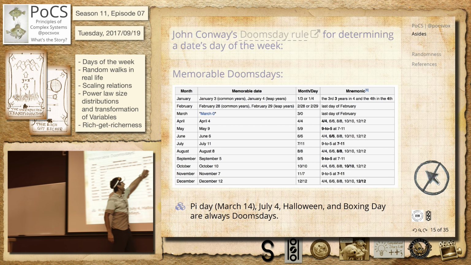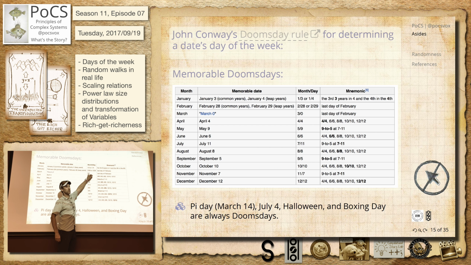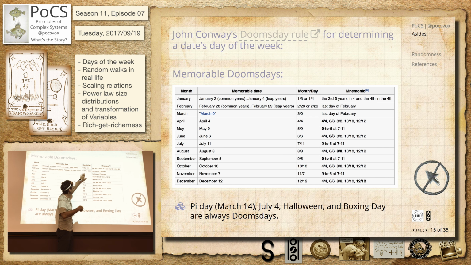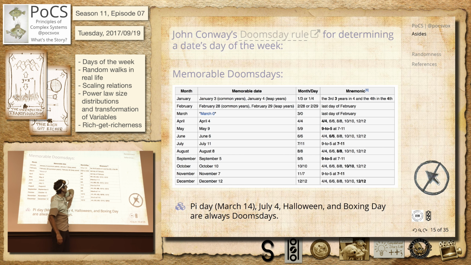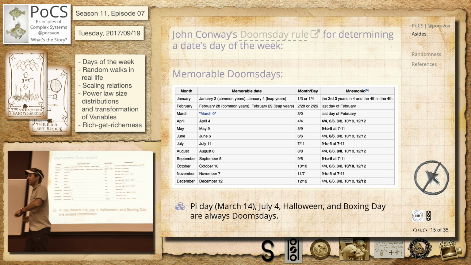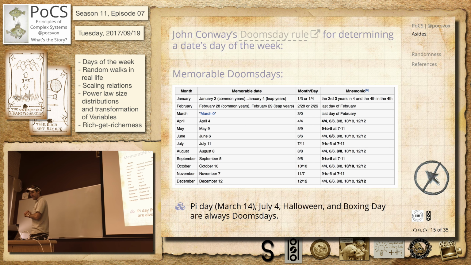And then you have to remember it's the last day of February or the zeroth day of March because computer science. Right? Well, actually, not computer science. So the zeroth day of March, which is the last day of February, so that accounts for whether it's a leap year. And then you have to remember it's the 3rd or the 4th of January. And it's the 4th if it's a leap year. So this is pretty useful.